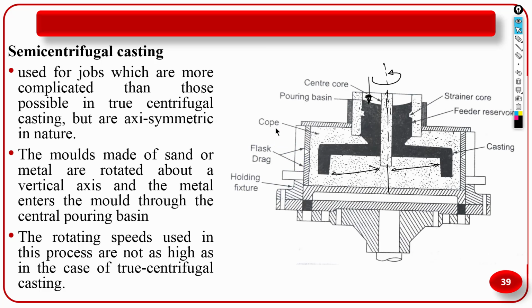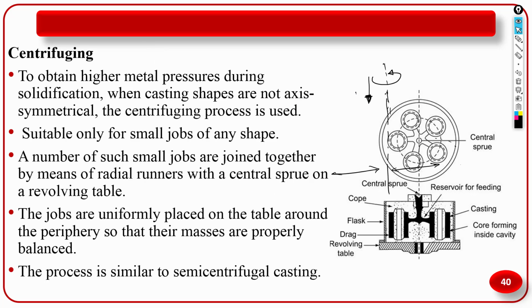So let us move to the next one, that is centrifuging casting. In this case it is similar to semi-centrifugal casting, because the metal will be poured through this passage. Any kind of shape you can cast through this one, but it has to be very small shapes. Like let's suppose you want to cast these kind of rings. 4 rings are there, 6 rings, or maybe 10 also.